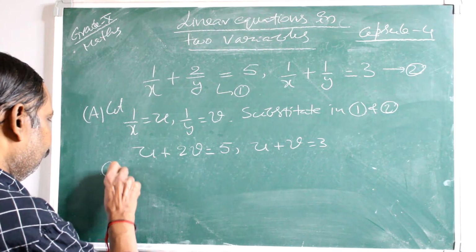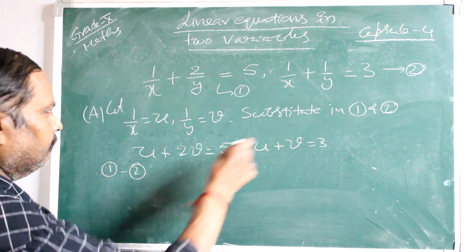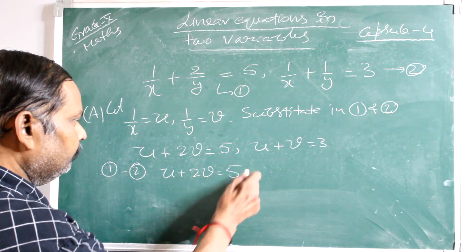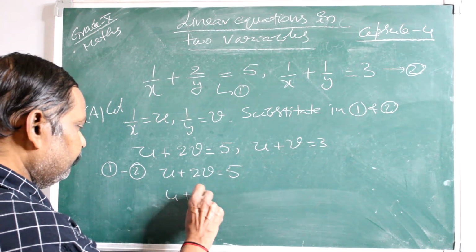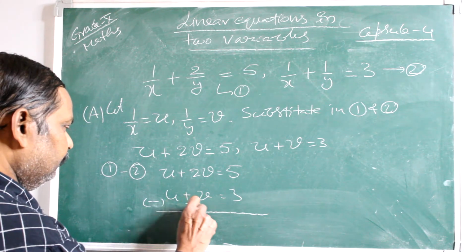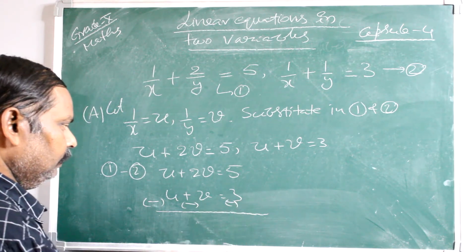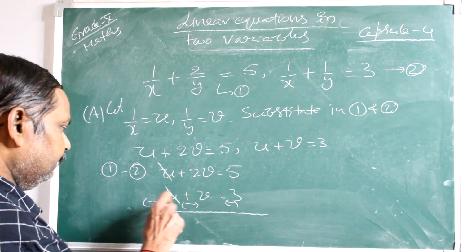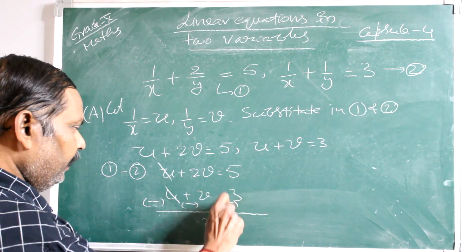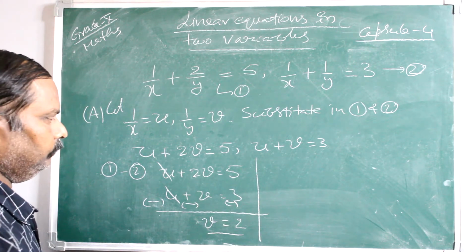I am taking equation 1 minus equation 2. So u + 2v = 5 and u + v = 3. On subtraction, the symbols for the second will change. u minus u cancels. 2v minus v is v. 5 minus 3 is 2. So we got v = 2.